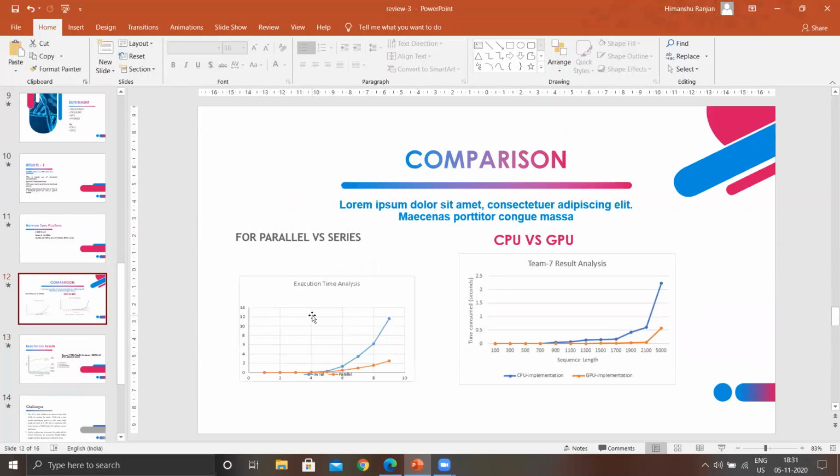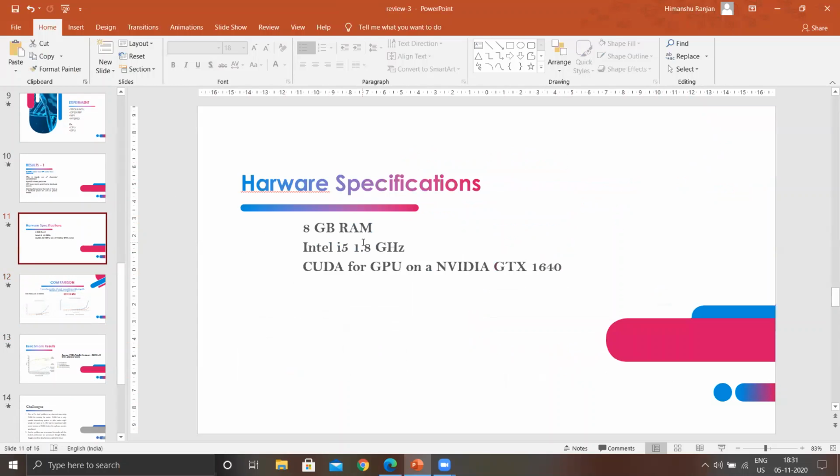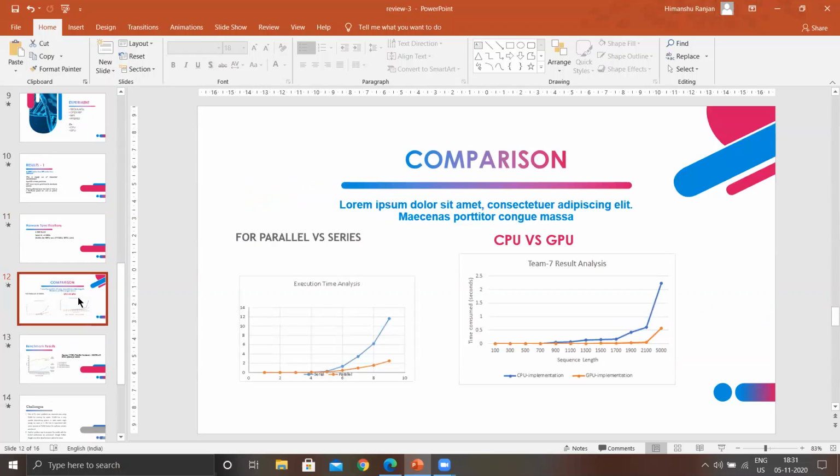We have already shown you the parallel versus serial implementation of the project as part of our review two. Again, I'd like to point it out: you can clearly see that the parallel implementation is way better than the serial implementation as we increase the size of the sequences. Similarly, we used a CUDA program. CUDA is an NVIDIA-made platform for implementing parallelism on GPU architecture.